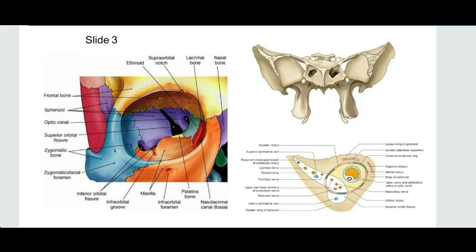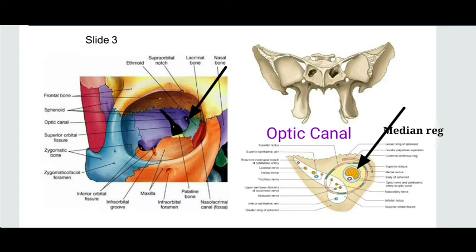Here I must mention that the optic canal communicates the median region of middle cranial fossa with the orbit. And this optic canal transmits the optic nerve and ophthalmic artery.